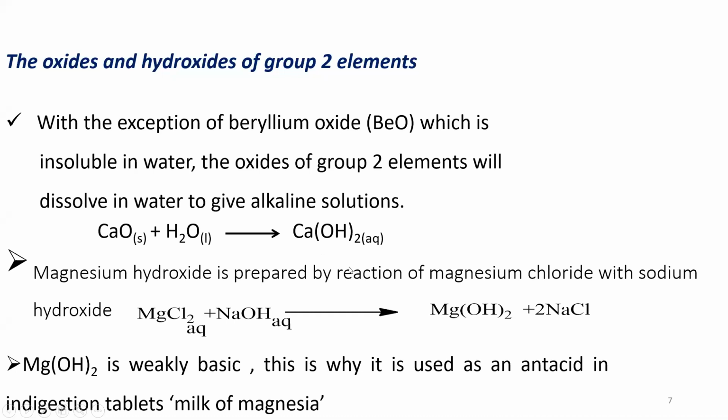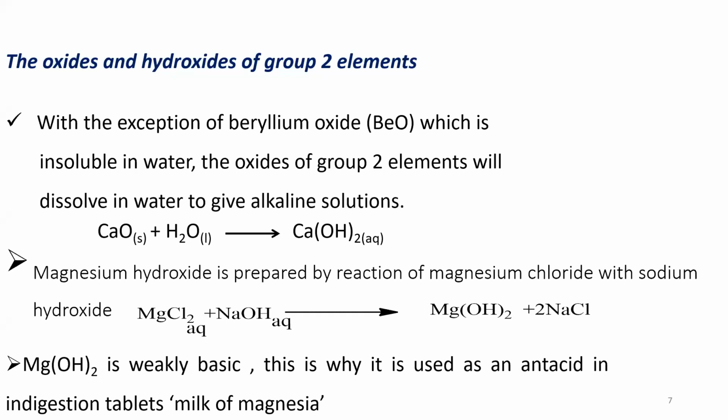And again, the hydroxides are usually basic, strong alkaline solutions, but your magnesium hydroxide is weakly basic. So that is why it's used as an antacid in indigestion tablets. That is your milk of magnesia, your Mist Mag, that is your magnesium hydroxide, because it is weakly basic. So in preparing the hydroxide, the nature of the oxide or the nature of the hydroxide or the nature of the solution will determine the use of these elements.